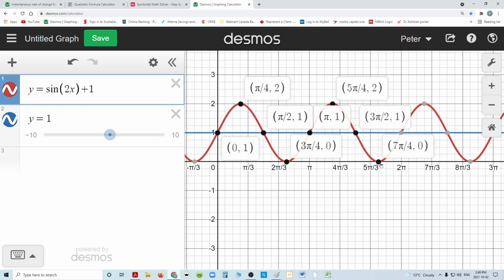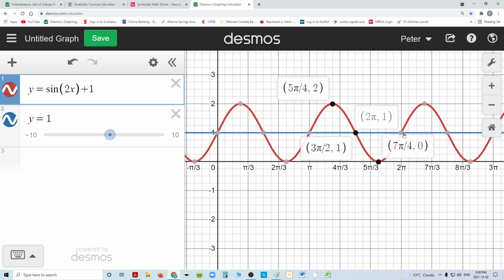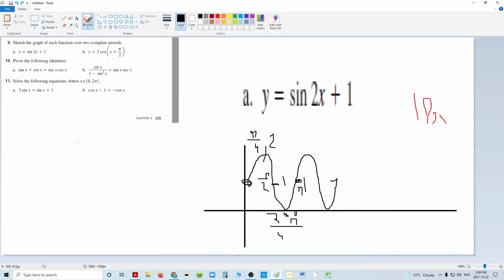And it's hard to see them individually like this, so I'll start at the beginning. 0, 1. There's the pi over 4, 2. There's the pi over 2, 1. There's 3 pi over 4, 0. There's the pi, 1. And then they repeat. They repeat by just adding a pi to the x value. Get used to graphing. It helps to graph these things. You're going to do a lot of graphing.